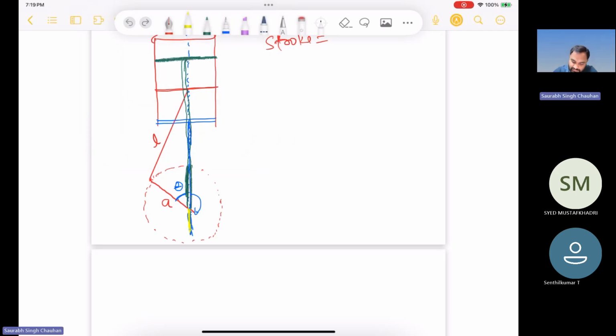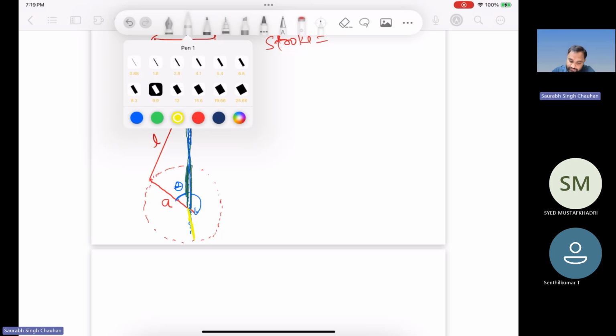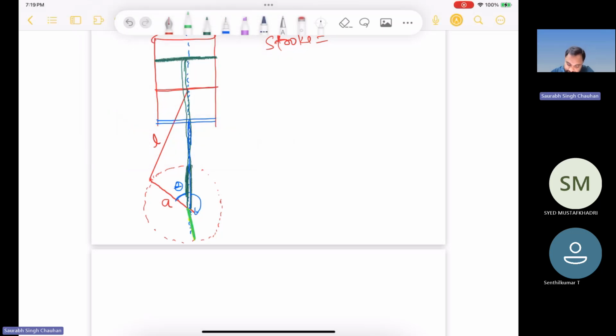Let me draw it a little skewed. Somewhere near TDC, if this is your crank, and this is your connecting rod. So this is near TDC. Green one is near TDC. So once this angle becomes 0, then this will be completely straight. This connecting rod and crank will be completely straight.